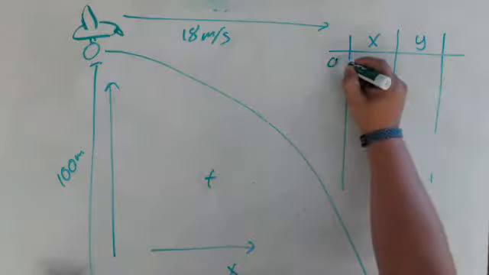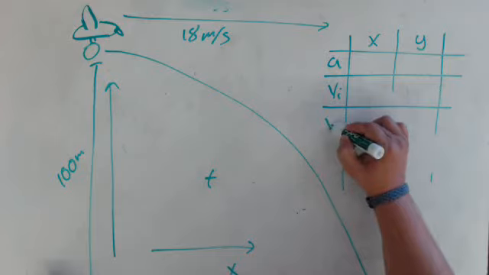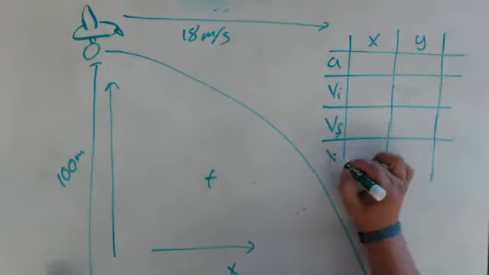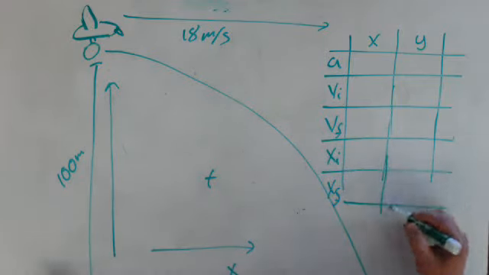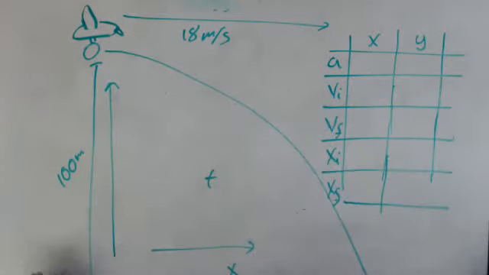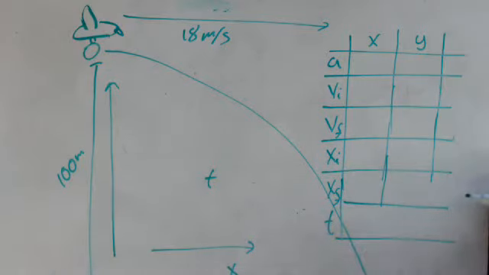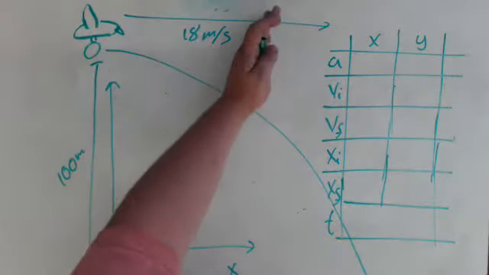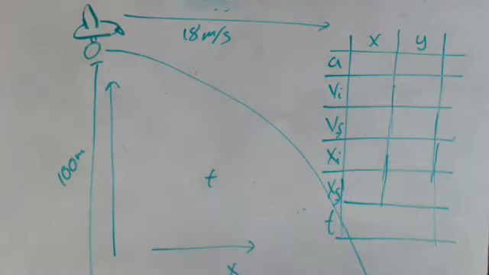Now I'm looking for acceleration, velocity initial, velocity final, position initial, position final, which we can simplify by just saying displacement, and time. Now time is the only thing that travels across both of them equally. The other ones are vectors, and that means that anything that happens in the x direction is independent of whatever happens in the y direction, with the exception of time.